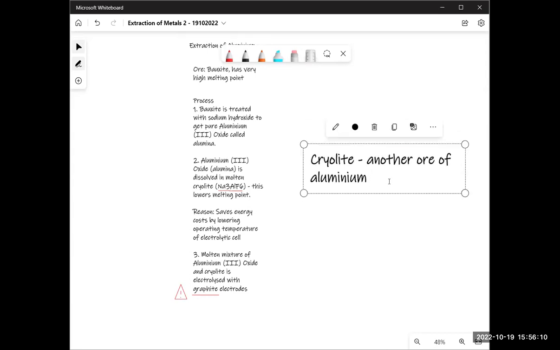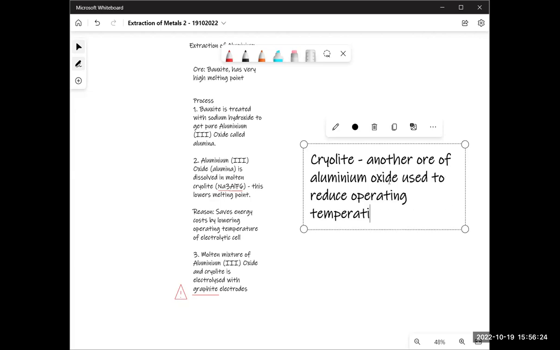Another ore of aluminium, aluminium oxide, used to reduce operating temperature. Now add this right here and save energy cost.